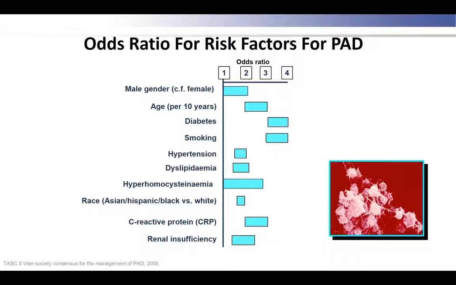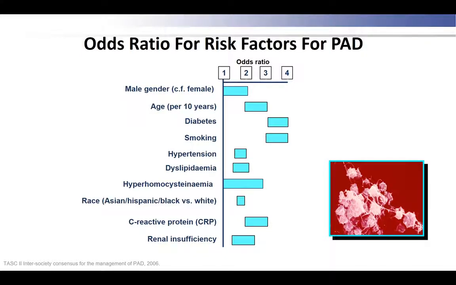So what are the risk factors for peripheral arterial disease? Well, these look unsurprisingly very familiar. The same risk factors that you see for coronary disease. And the only difference really is that diabetes and smoking are perhaps more relevant for peripheral arterial disease, for reasons that we can discuss.